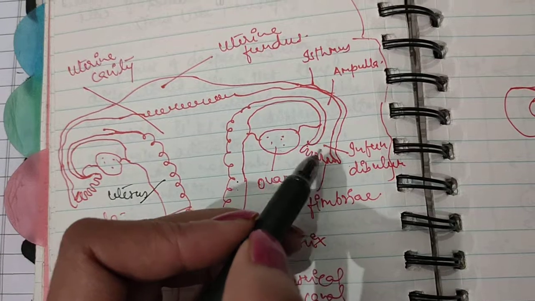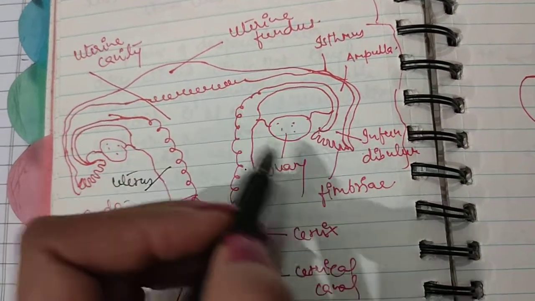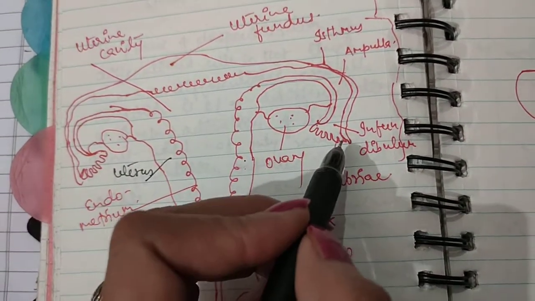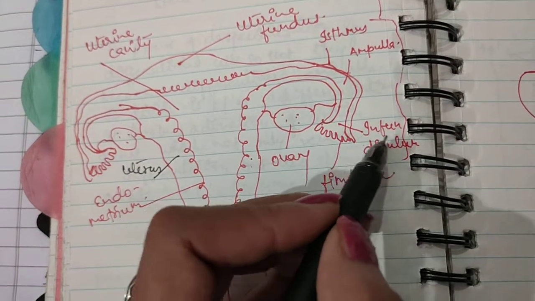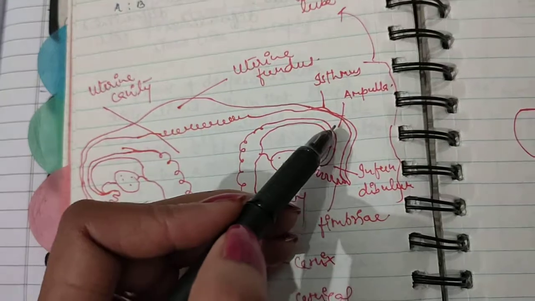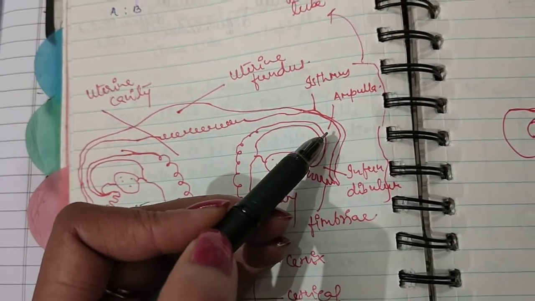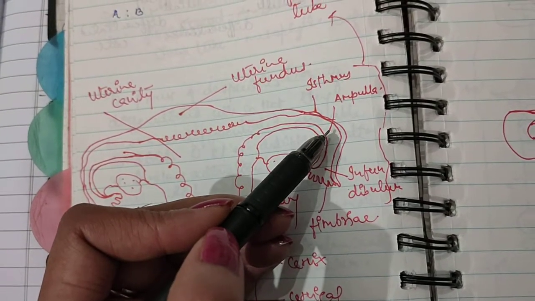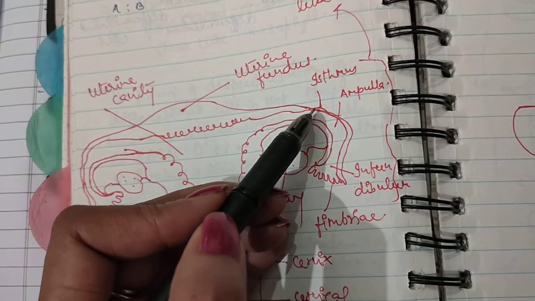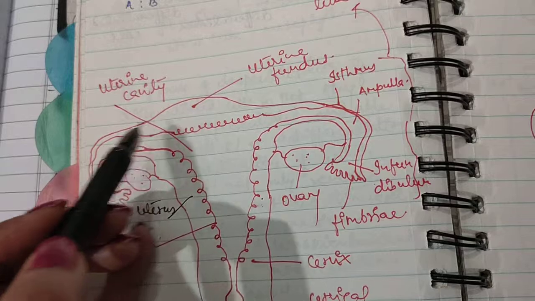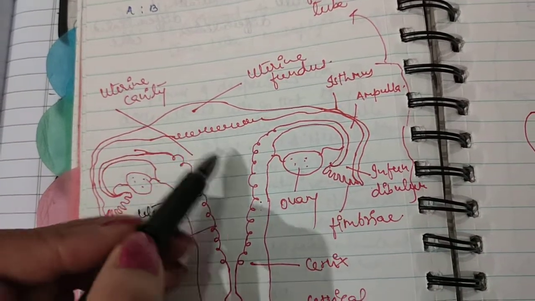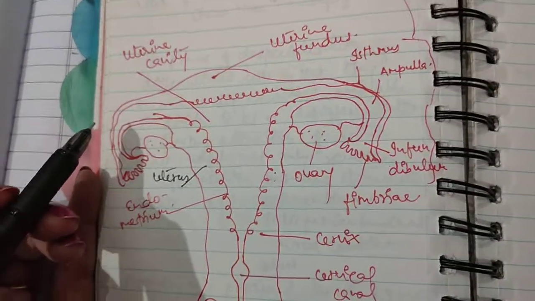Ovary is attached with something finger like projections, and this is called fimbriae. And this palm like structure, it is known as infundibulum. This structure, which is slightly wider, it is known as ampulla. This structure is known as isthmus. This is uterine fundus, and this whole is the uterine cavity.